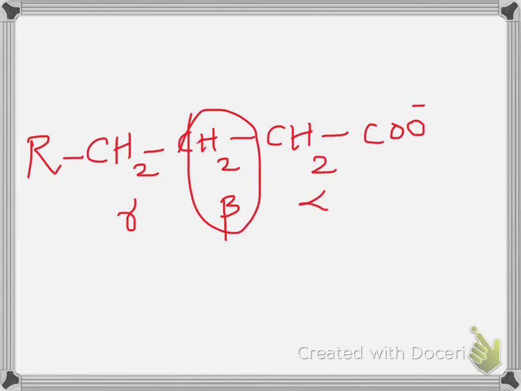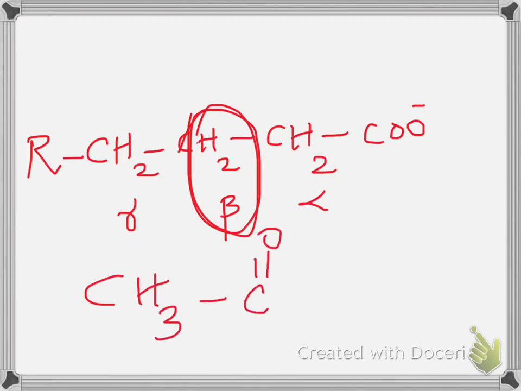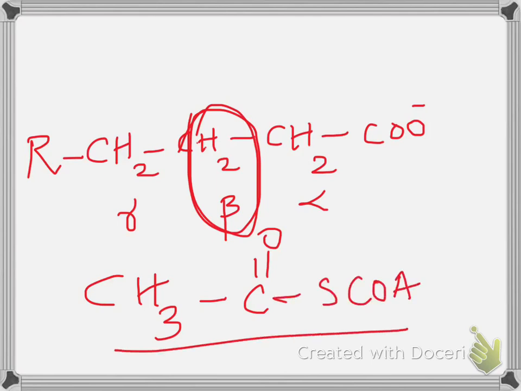Now coming to the beta oxidation. Beta oxidation is defined as the oxidation at the beta carbon atom. Oxidation of fatty acids at the beta carbon atom with the sequential removal of the 2-carbon compound acetyl-CoA. The structure of the acetyl-CoA is CH3, C double bond O, SCoA. This is the structure of the acetyl-CoA.